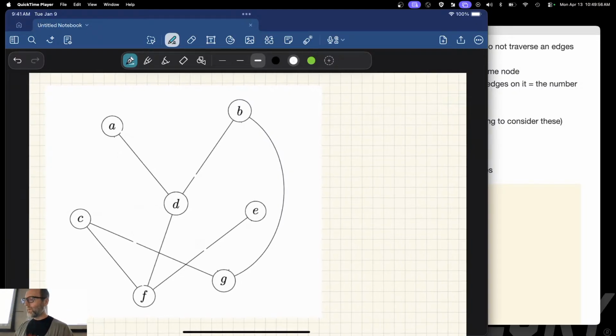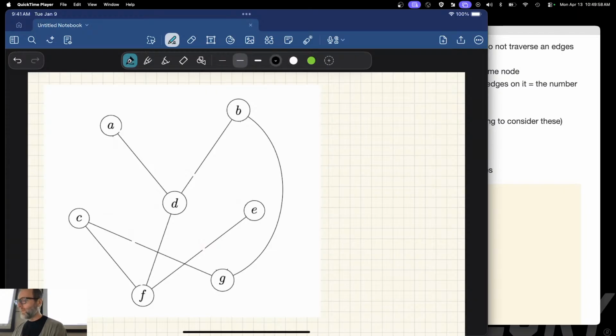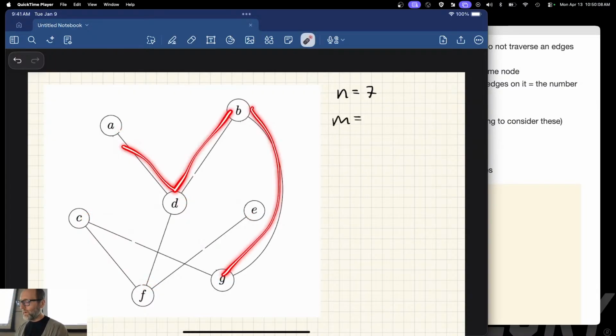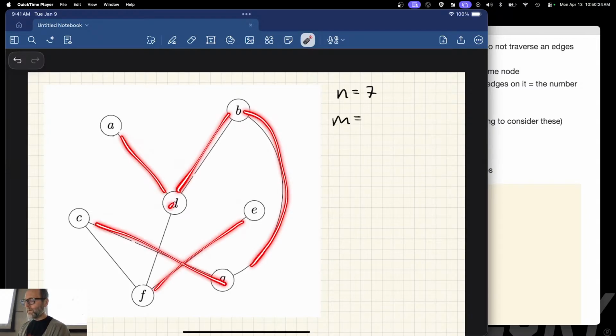Well, let's count up the number of vertices. Remember the number of vertices was 7, right? 1, 2, 3, 4, 5, 6, 7. Now, how many edges are there? I see 1, 2, 3, 4, 5, 6, 7. Is there a cycle? Did I miscount these? 1, 2, 3, 4, 5, 6, 7.